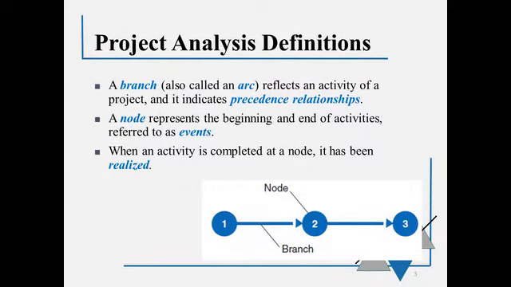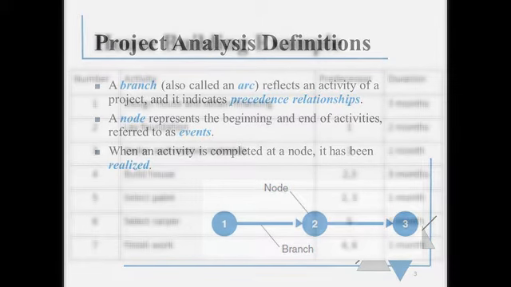You'll notice this is really quite similar to what we talked about in Chapter 7. We have nodes and branches. The branch, also called an arc, reflects an activity in a project, and it indicates what is called officially precedence relationships, or in other words, which things have to come before something else can happen. The node represents the beginning of one activity, and those activities are referred to as events. When the activity is finished, we say that it has been realized.